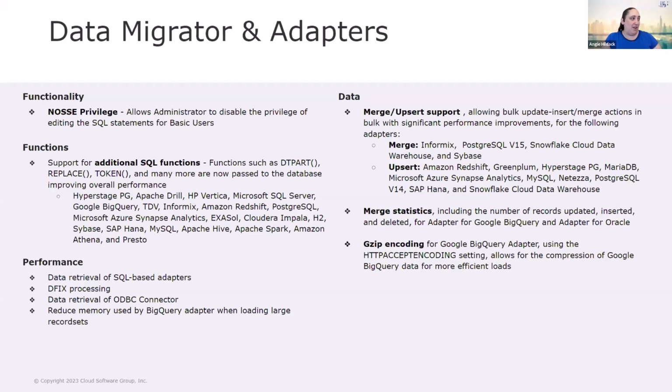And then also the no SSE privilege, being able to turn off direct editing of SQL statements for certain users is a new privilege that's available on the reporting server side. And then last is performance improvements across all of the data migrator, adapters, reporting server, that whole universe. Data retrieval, defix processing, and then the Google BigQuery adapter, both reducing the memory that is used there and also a new compression setting as well for that.